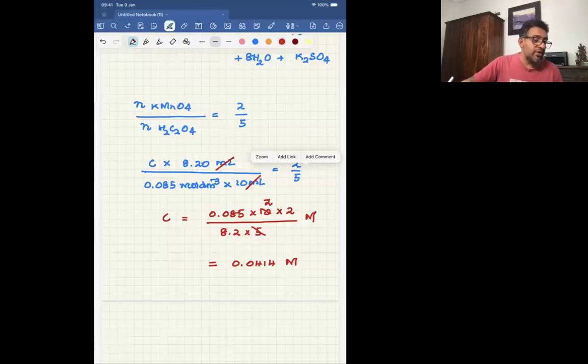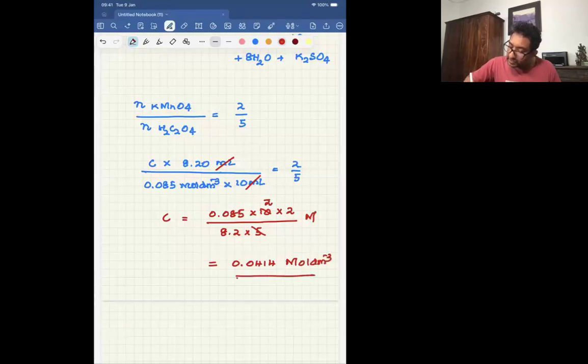0.0414. Yes, 414 grams remain, moles per cubic decimeter. I think there's a decimal place missing. What are your answers?